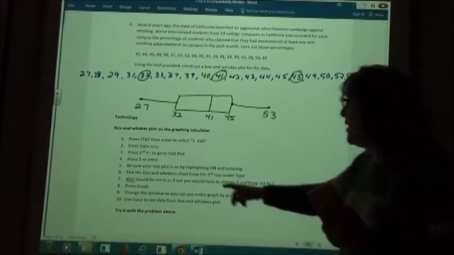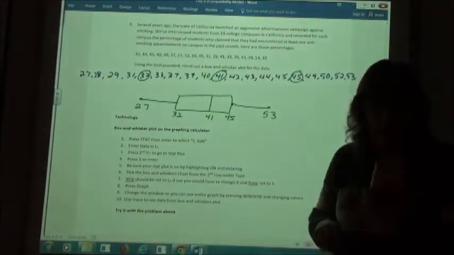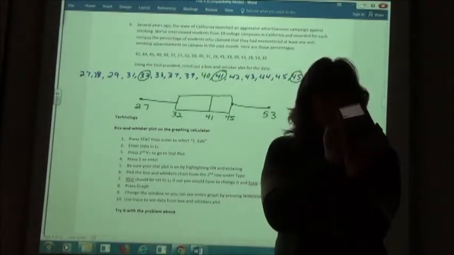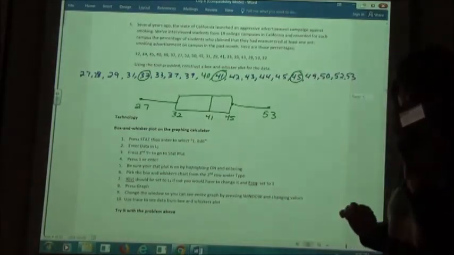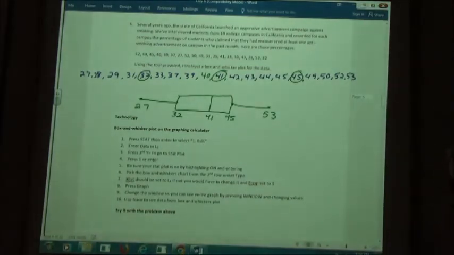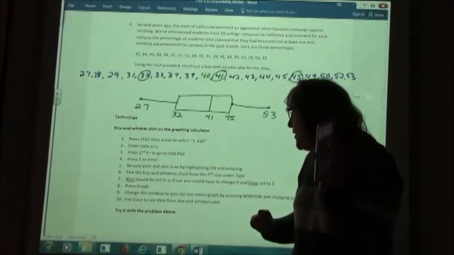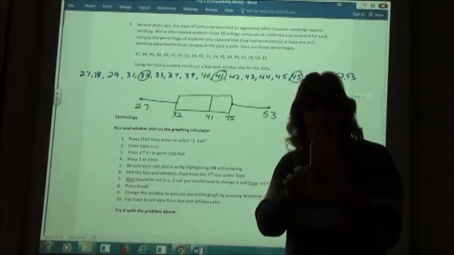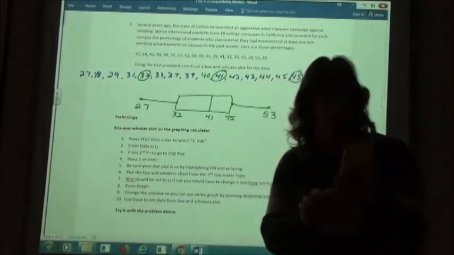All right, once you have your data in list 1, press second and Y equals to go to the stat plot. If you remember, the stat plot's up there in blue, so we have to hit second function and Y equals. We did stat plot the other day when we did our histogram. This time, we're going to make sure our stat plot is on for the first one.